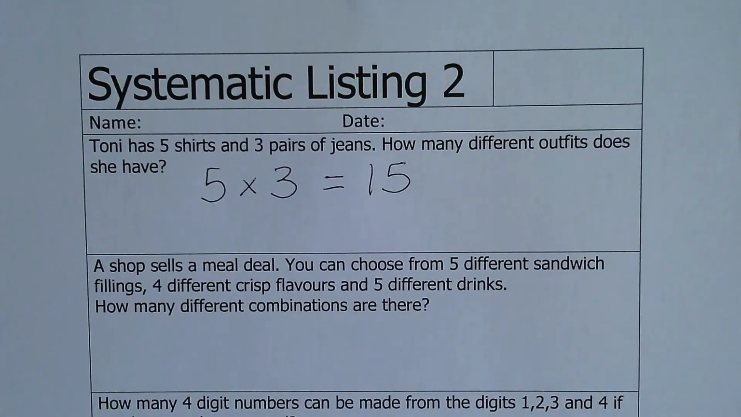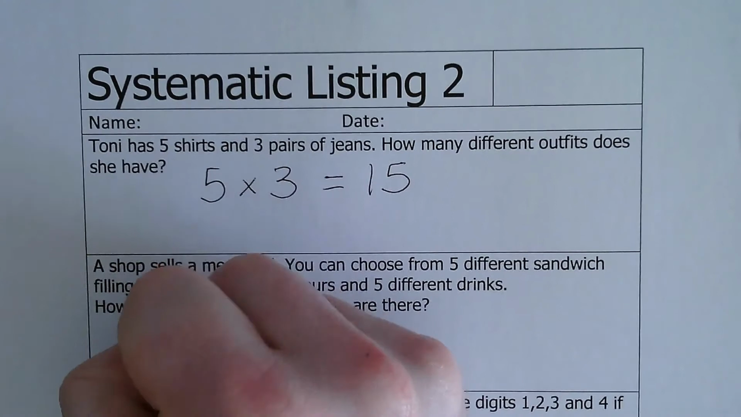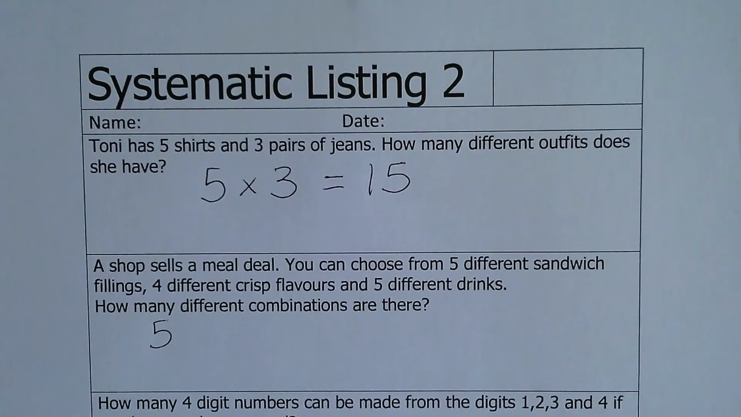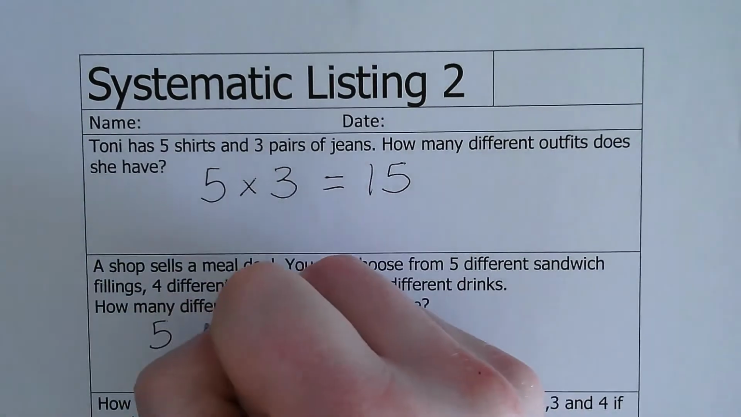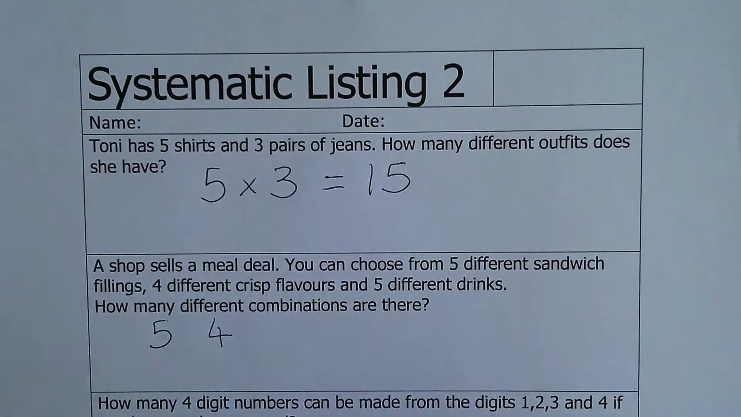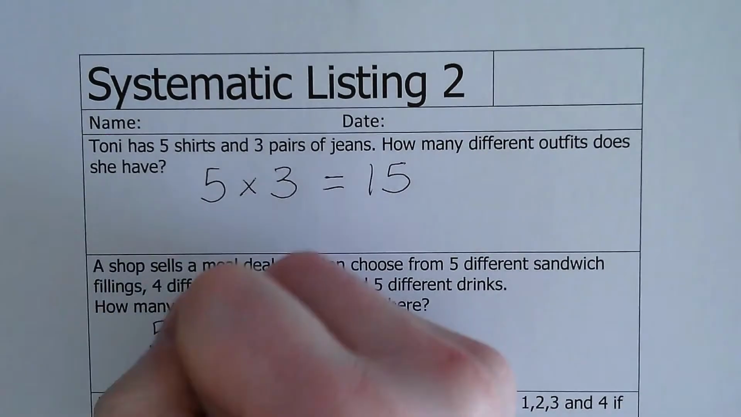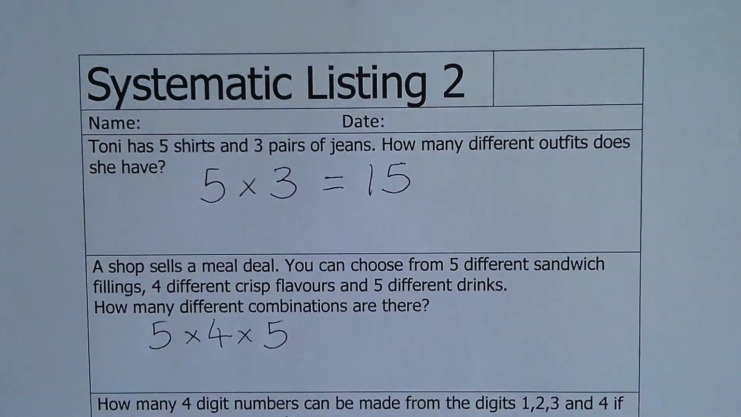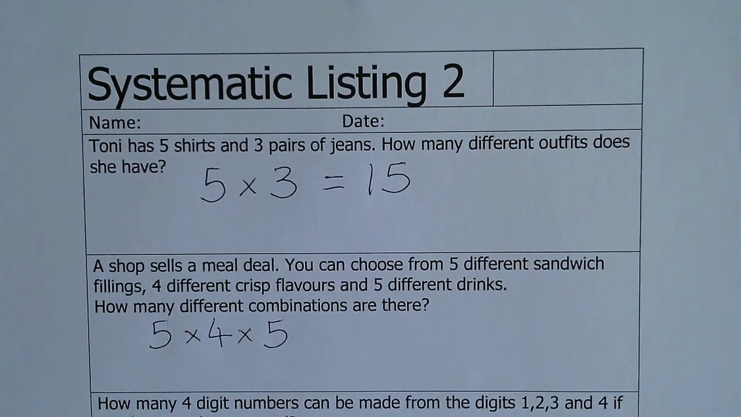Just like the last question, we can work out the total amount of combinations by multiplying the different amount of choices at each stage of the problem. In the first part of the problem, there are 5 different sandwich fillings. Then we have to choose from 4 different crisp flavours, and then we have to choose from 5 different drinks. If we multiply these together, that will tell us how many combinations there are in total.